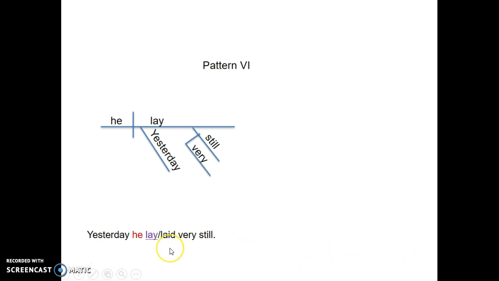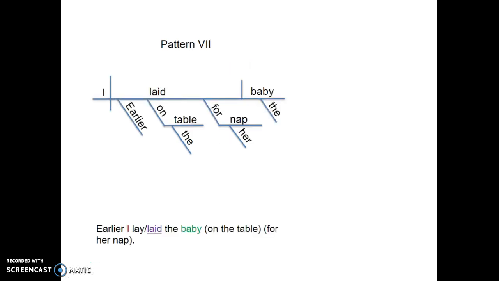So we don't have a direct object in this first one, so it's going to be the intransitive verb lay. So once we've got that, we have our subject and verb, he lay, and then everything else is functioning as an adverb that goes below the verb. So yesterday is the when question, and very still is telling us how he was laying. Still is the adverb, and very is the adverb on the hook that's giving us more information about the still there. And with a subject and an intransitive verb, we have a pattern 6.